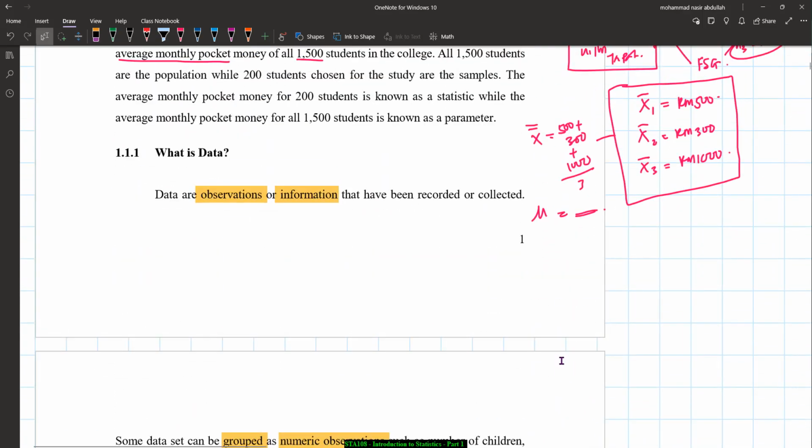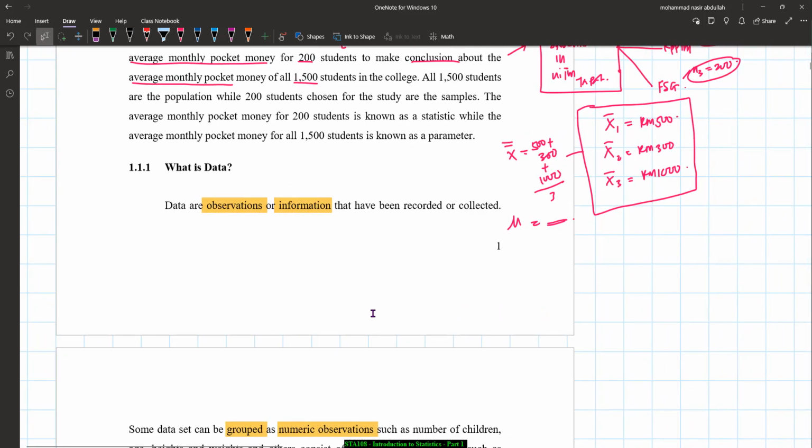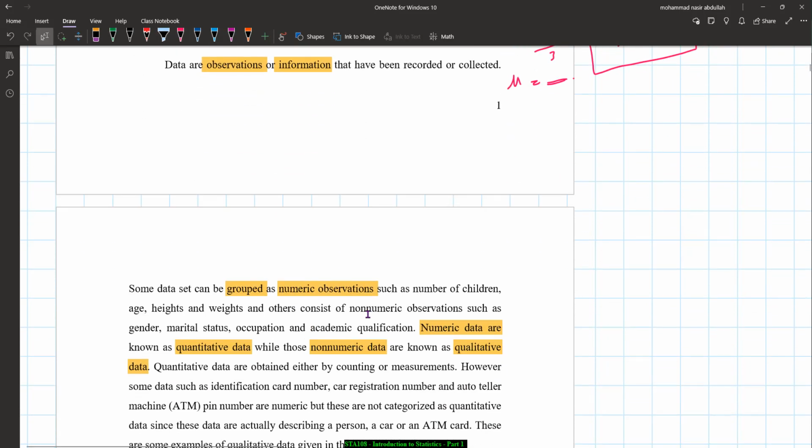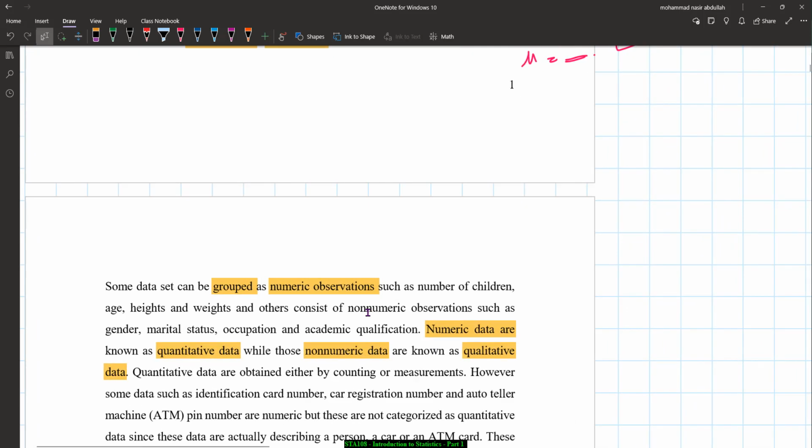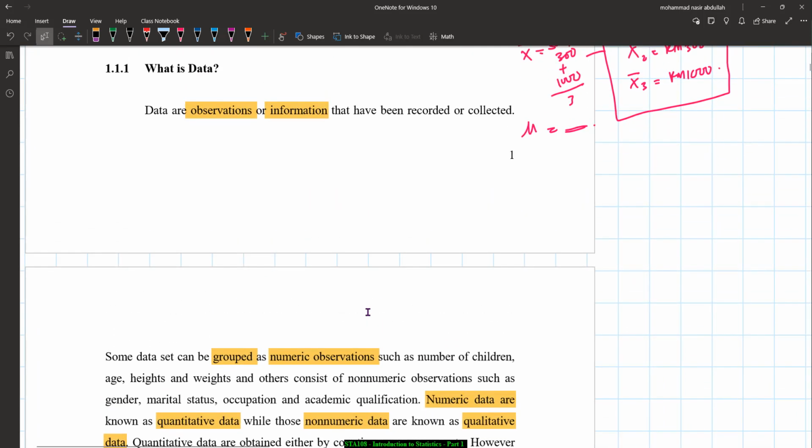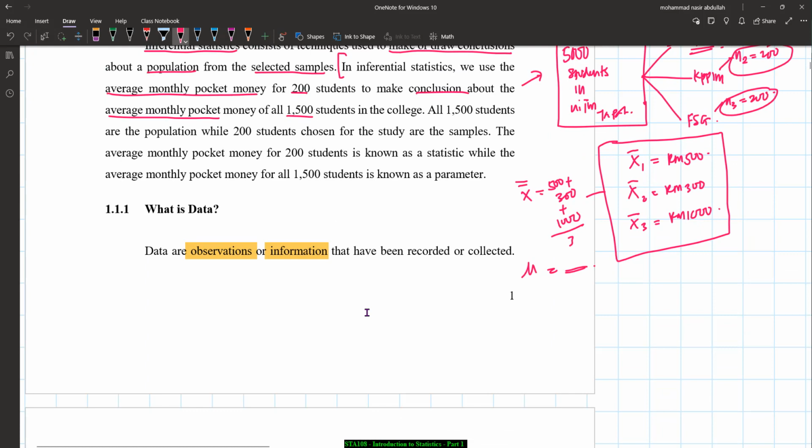So, what is data? Another term that we need to understand, data and variable. So, data are the observation or information that we have recorded or collected. For example, you want to collect data on monthly pocket money, right? So, let's say you collect the information from 200 students, right?